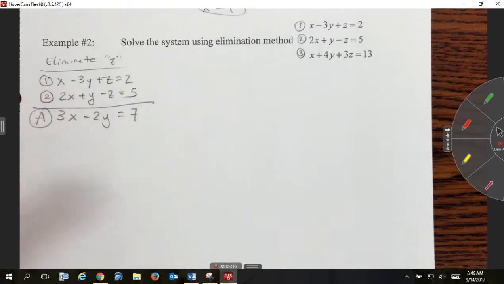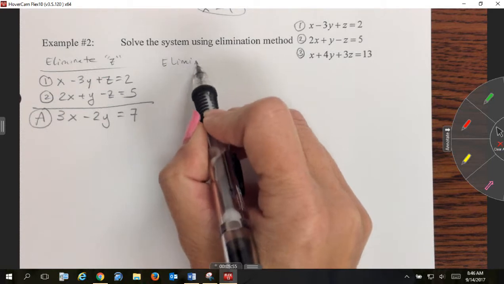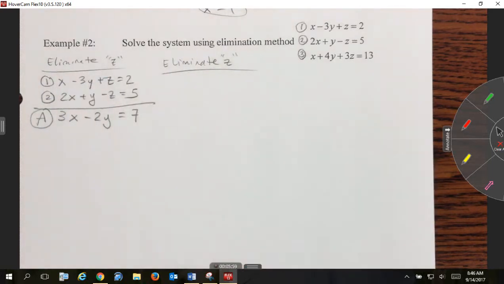Okay, so I eliminated Z from 1 and 2, and I called that equation A. Now, I need 2 equations with 2 variables. So we're going to repeat the process, but you have to eliminate Z again. It cannot be a different variable. It has to be Z. And we can't use 1 and 2. We can use 1 and 3, or we can use 2 and 3.